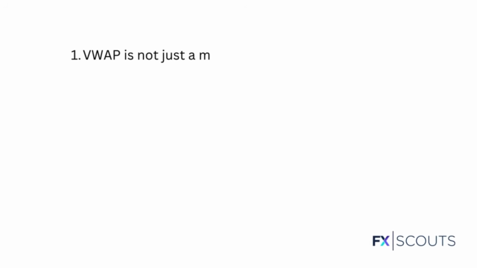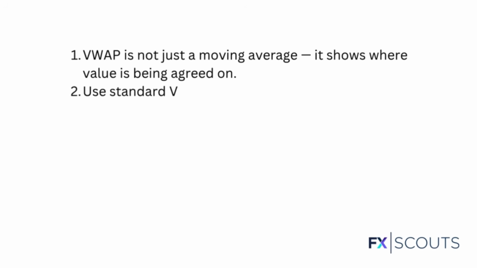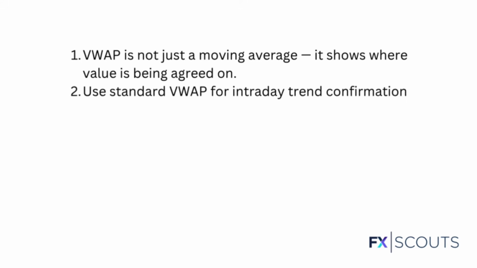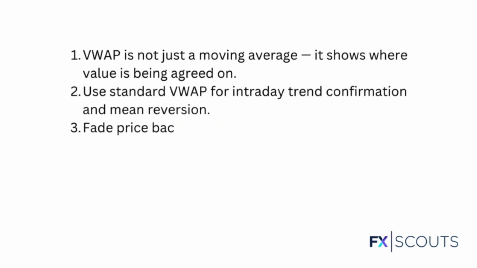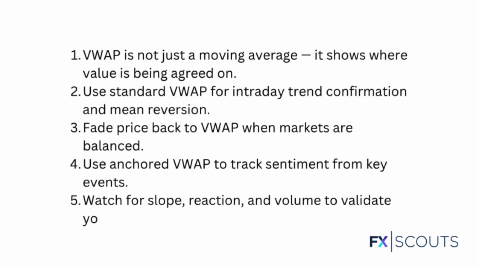So let's wrap up with a quick summary. Number 1, VWAP is not just a moving average. It shows where value is being agreed on. Number 2, use standard VWAP for intraday trend confirmation and mean reversion. Number 3, fade price back to VWAP when markets are balanced. Number 4, use anchored VWAP to track sentiment from key events. And number 5, watch for slope, reaction, and volume to validate your setups.